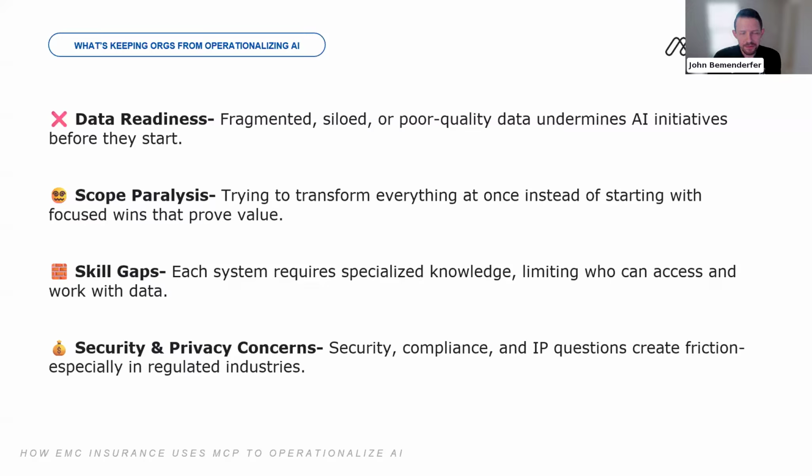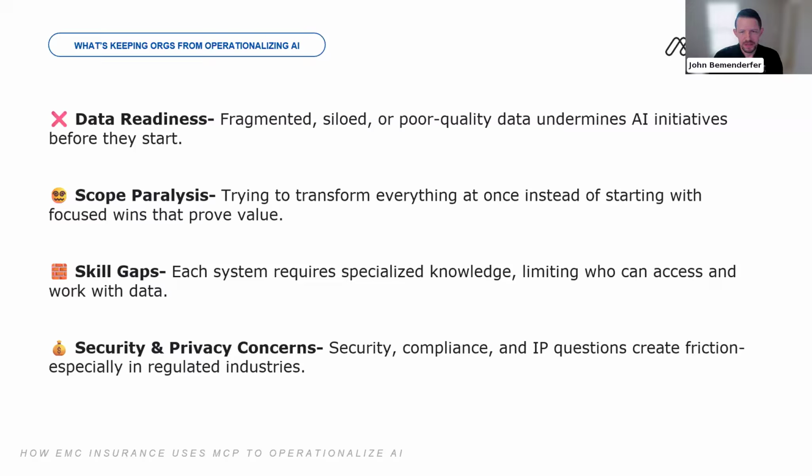So the first one's data readiness, and this is not necessarily unique to AI, but it is just as important. A lot of clients we have, and what we've seen in the field, is they have fragmented, siloed, low quality data, and as a result, AI struggles to perform or to produce the output that the industry or the company is looking for. The next one is scope paralysis.